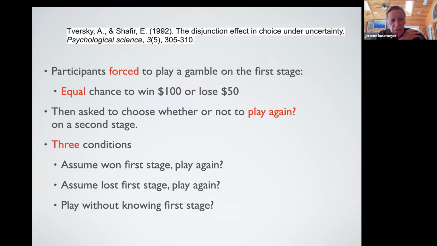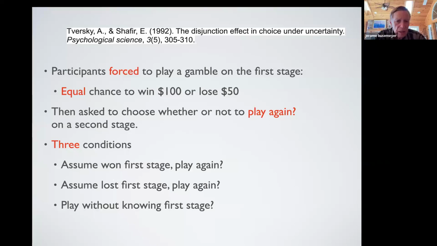It's a kind of gambling experiment, called a two-stage gambling experiment. In this experiment, participants are forced to play a gamble on the first stage. They have an equal chance to win 100 or lose 50. Actually, they would win $1 or lose 50 cents in the actual experiment. Then they were asked to choose whether or not they want to play again. So they're forced to play the first time, but then they had a choice whether or not they wanted to play again. But Tversky and Shafir used 3 different conditions.